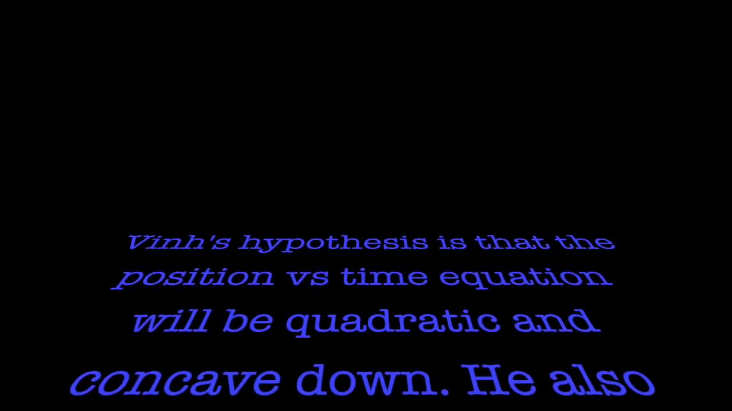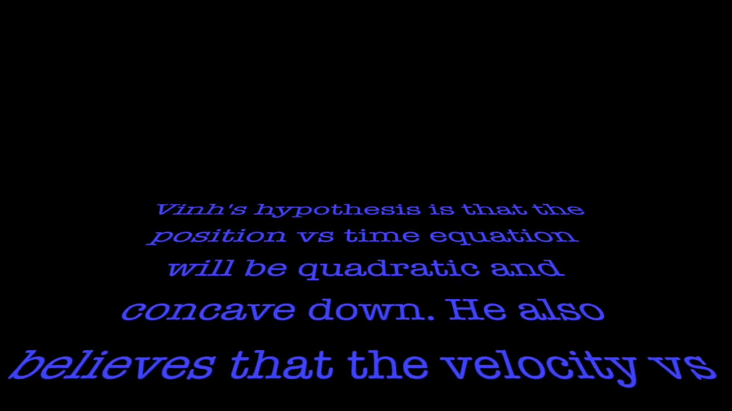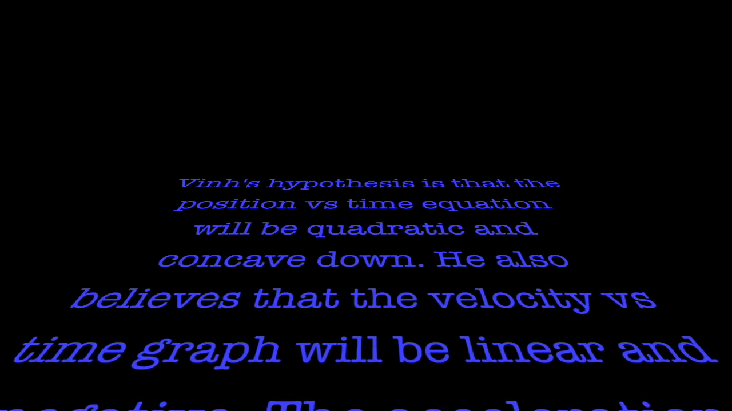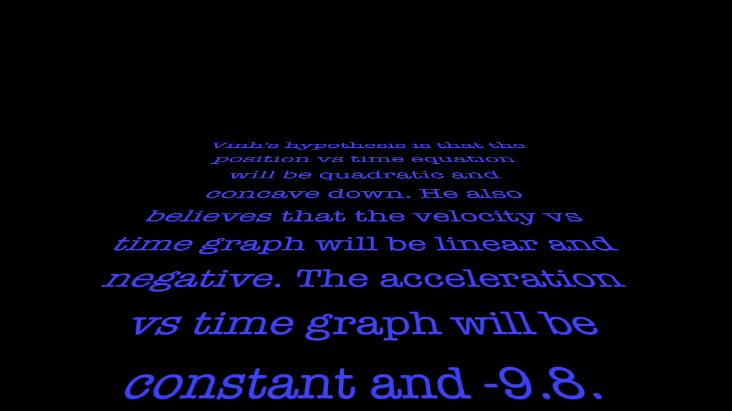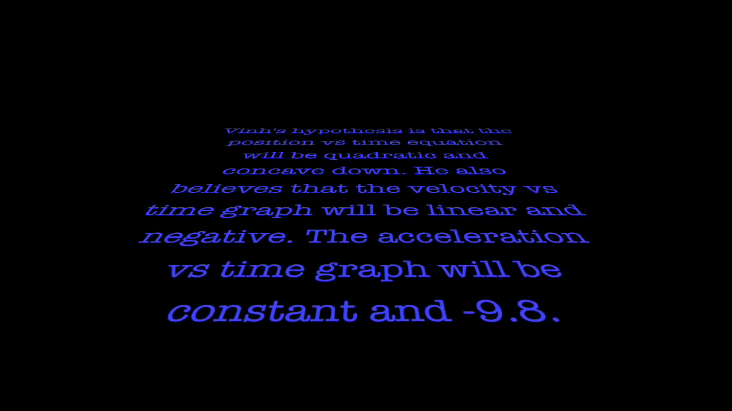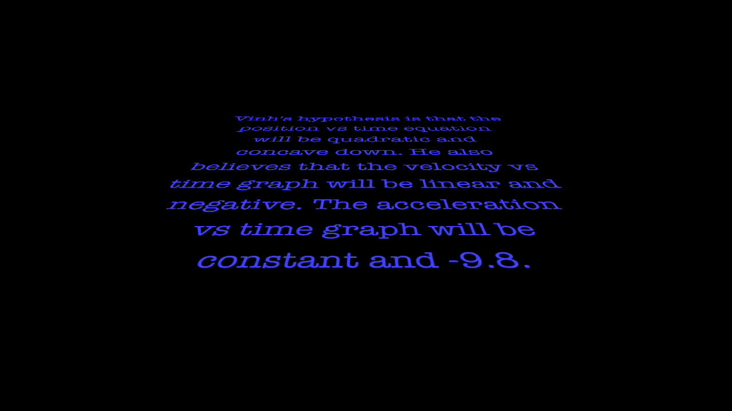Vin's hypothesis is that the position versus time equation will be quadratic and concave down. He also believes that the velocity versus time graph will be linear and negative, not positive. The acceleration versus time graph will be constant and negative 9.8.